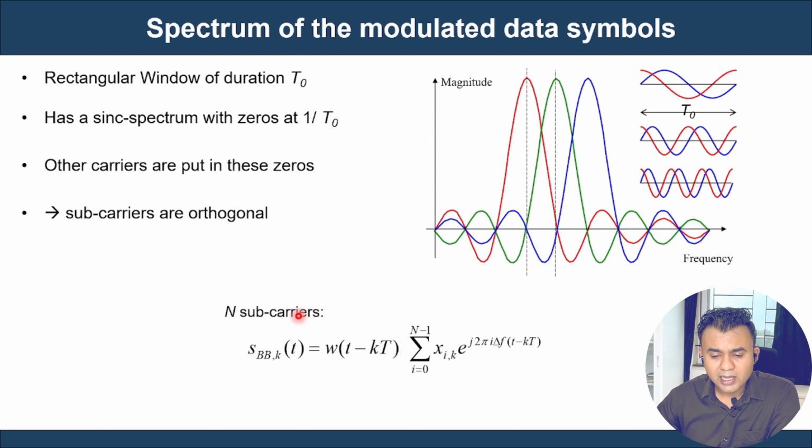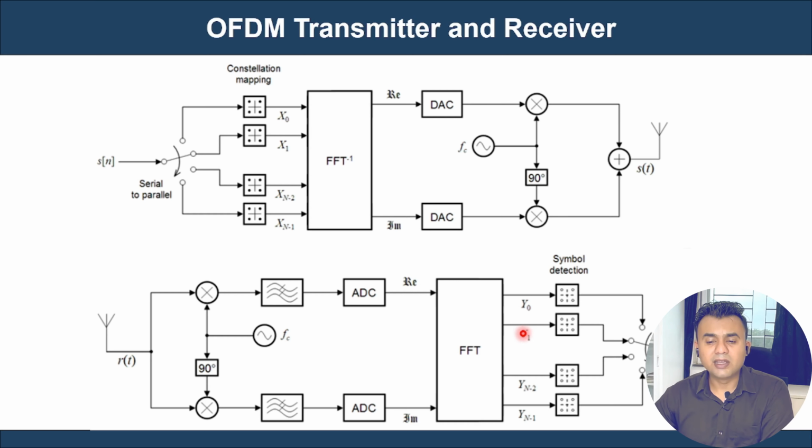This is the composite signal which carries N subcarriers: s_B(t) equals w(t - kT), the window function, times the summation over i equals 0 to N minus 1, where i is the index to represent a particular carrier frequency, and x_ik is the symbol we have just seen, and e^(j2π i Δf (t - kT)) is nothing but a carrier. Now how do I see this?